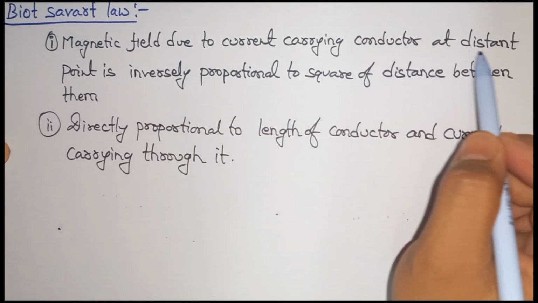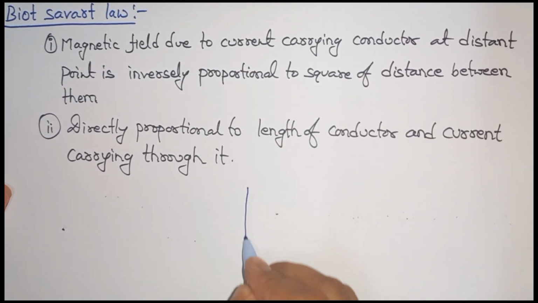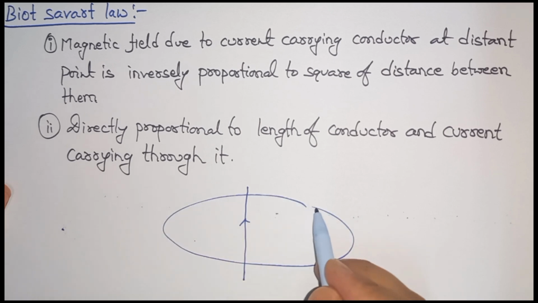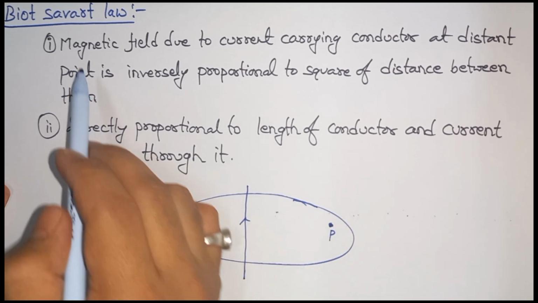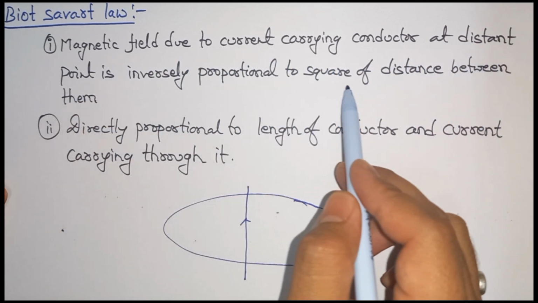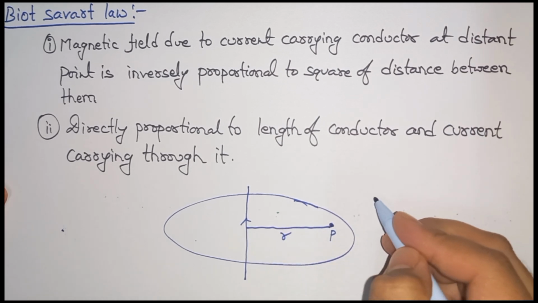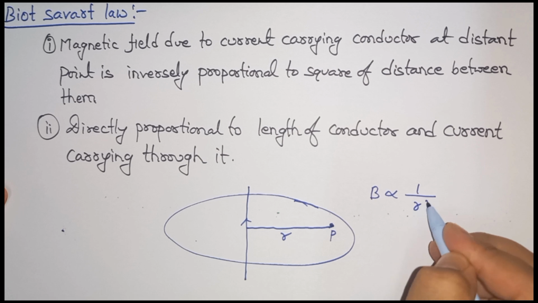Magnetic field due to a current carrying conductor at a distant point is inversely proportional to the square of the distance between them. Suppose this is a current carrying conductor. If current is there, it creates a magnetic field. This direction can be predicted by the right hand thumb rule. Then if I want to find the magnetic field at any point, suppose this distance is r, then what happens? Magnetic field B will be inversely proportional to r square.